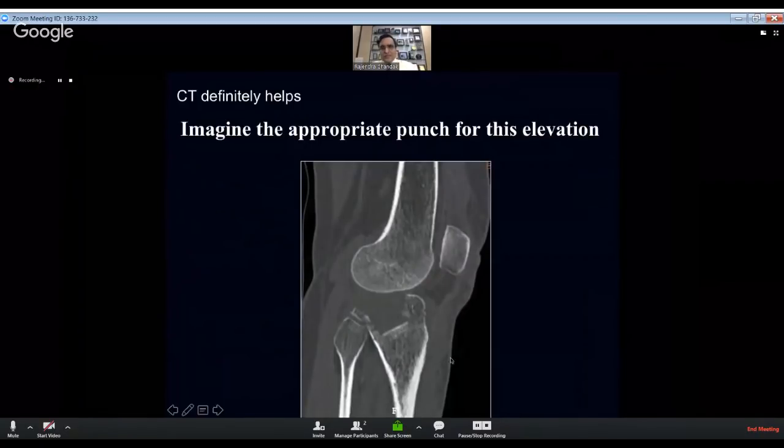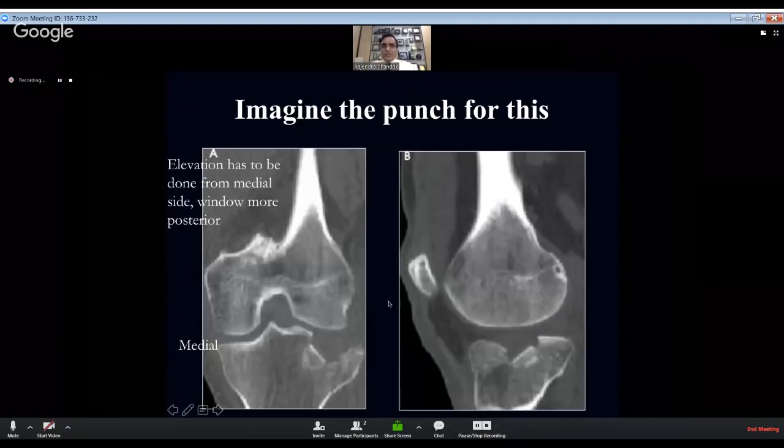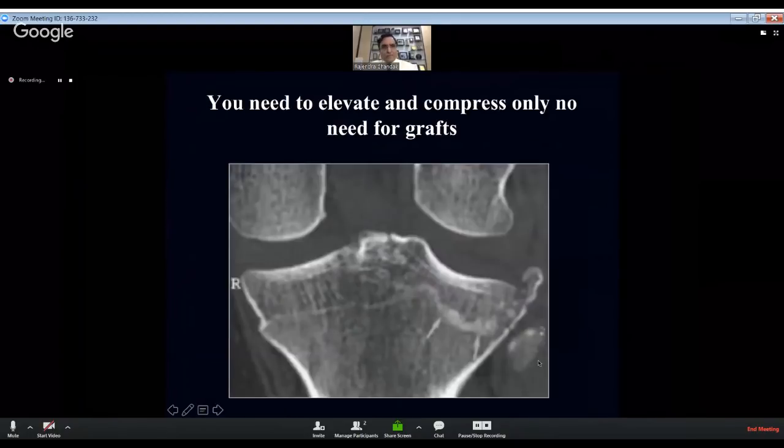CT definitely gives us the idea and imagination for the appropriate punch for this elevation purpose. Now look at this image. Here, a window would be made here, and you need a punch which is significantly larger in size, and then only you could get these two positions. In this image, imagine the punch for this. For here, you need what I call a shoehorn punch or a sort of an intra-end punch, which gives the tilted view of the punch, and then you can elevate that fragment very nicely. You need to elevate and compress only. Here there will be no need for graft.